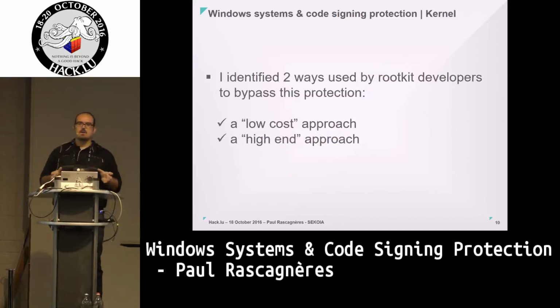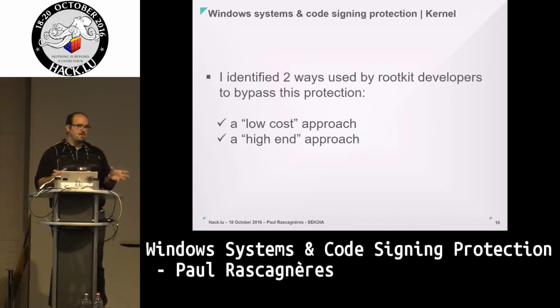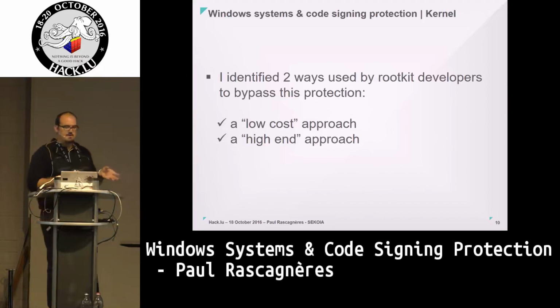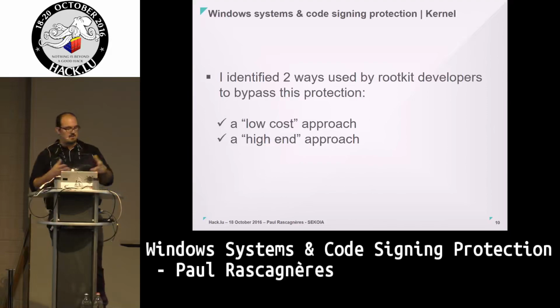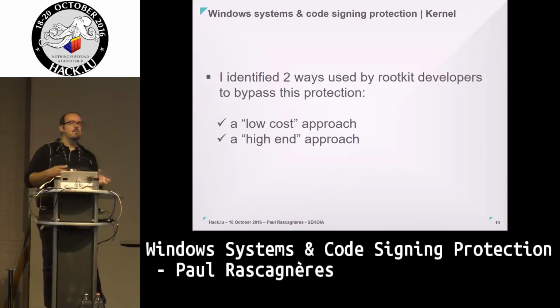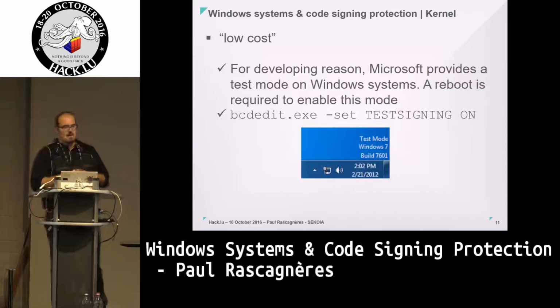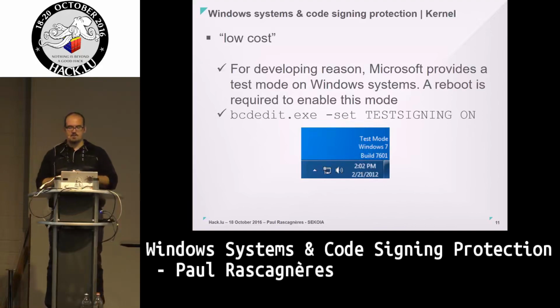I identified over the past few years two main ways to bypass this protection. The first is a low-cost approach. It's not really efficient, but it works. And you have a much more technical approach that is more interesting for me, and I will explain this one. How do kernel signatures work on Windows?